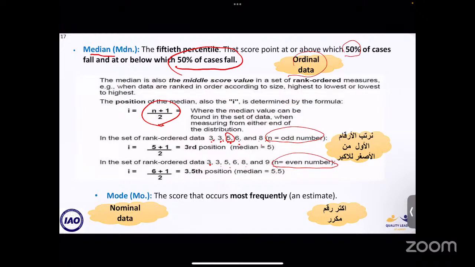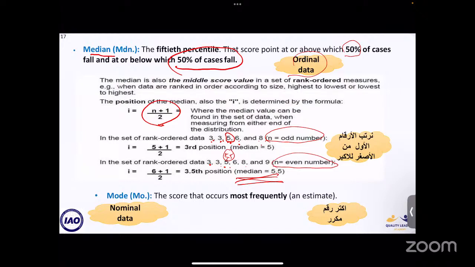N plus 1 over 2. 6 plus 1 is 3.5. Yes, 3.5. Okay, what's the median answer? We have 5.5. Very good. Yes, so this is the median.